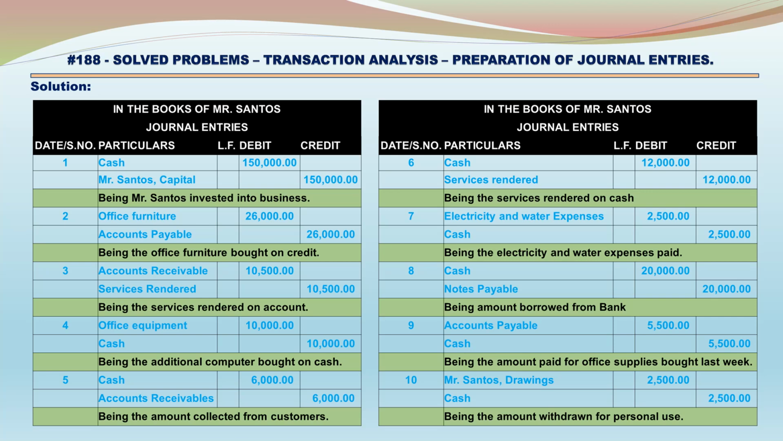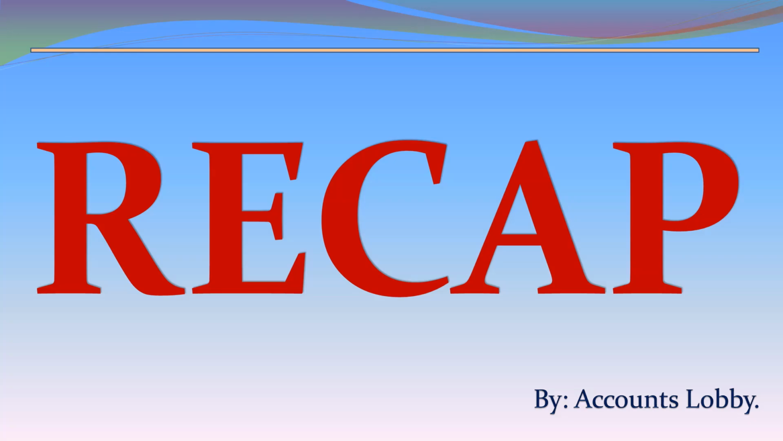8. Cash debit 20,000, notes payable credit 20,000, being the amount borrowed from bank. 9. Accounts payable debit 5,500, cash credit 5,500, being the amount paid for office supplies bought last week. 10. Drawings debit 2,500, cash credit 2,500, being the amount withdrawn for personal use. Recap.